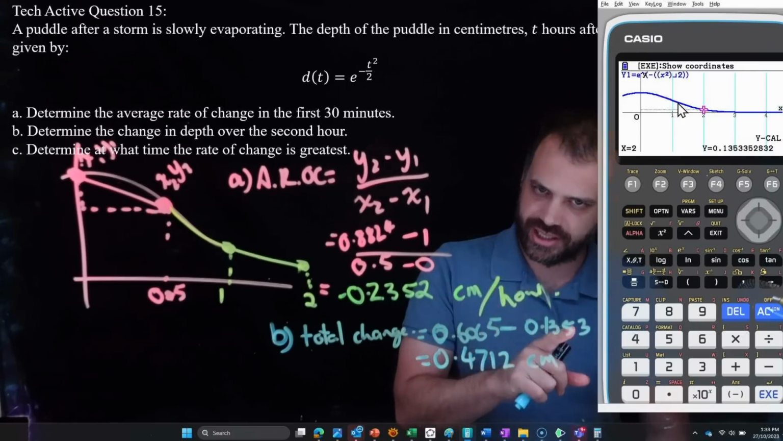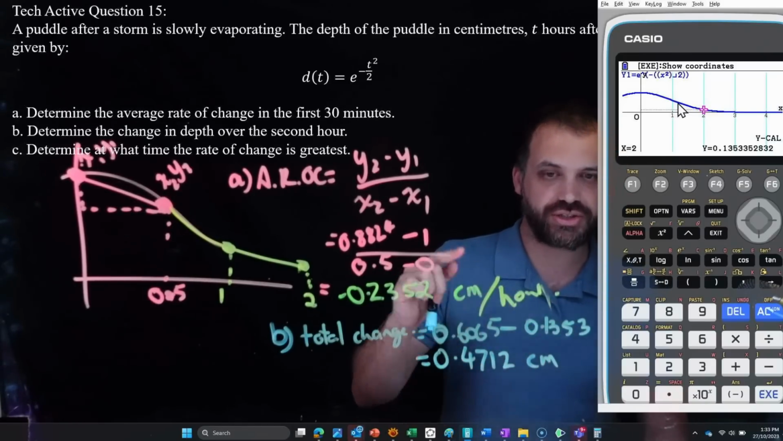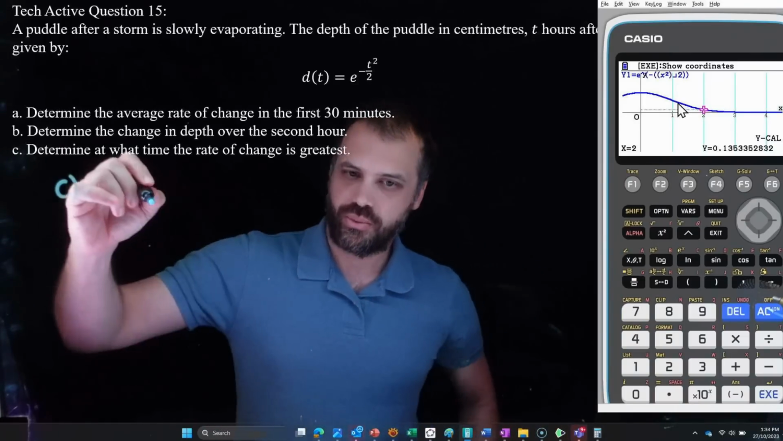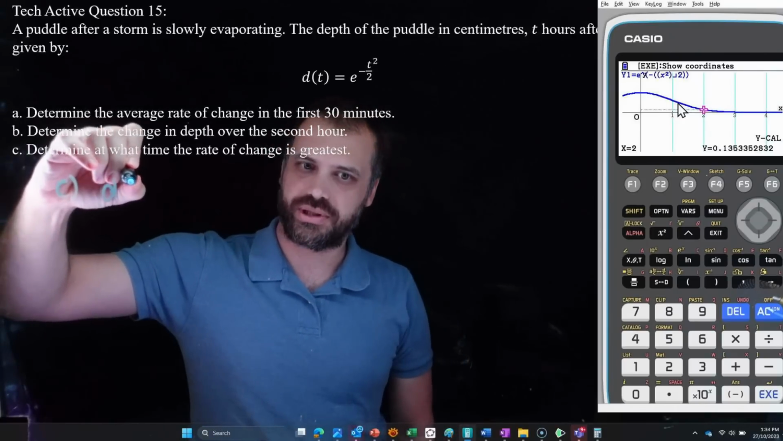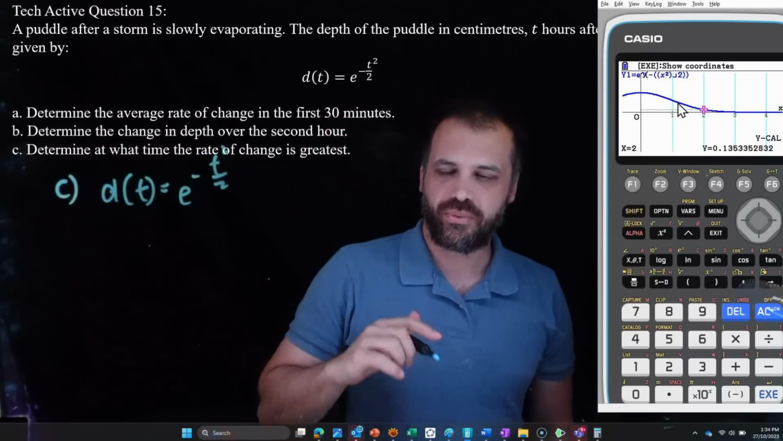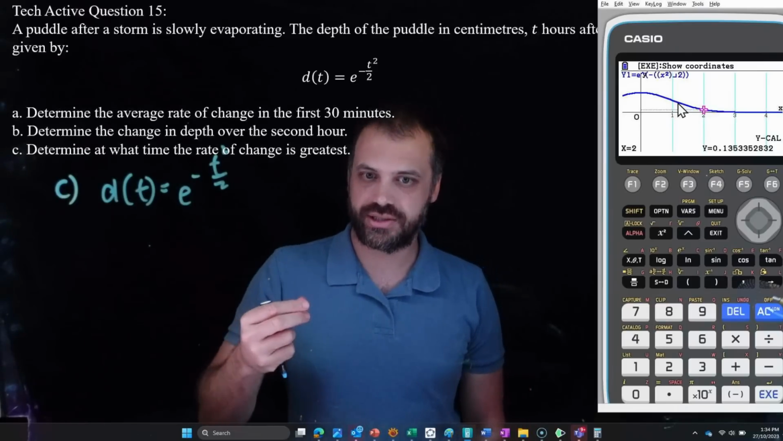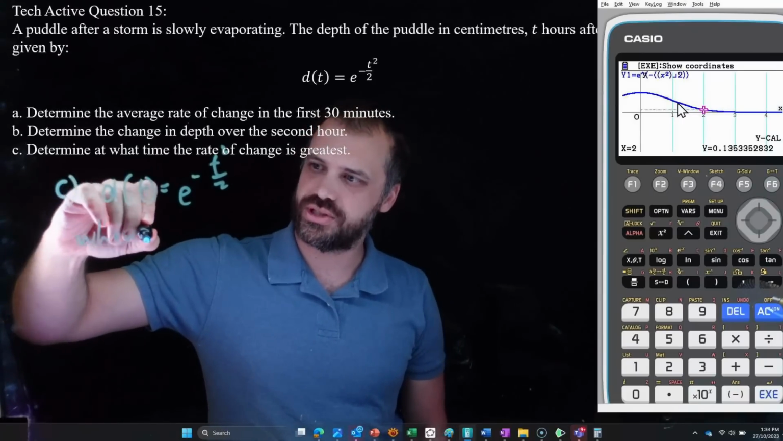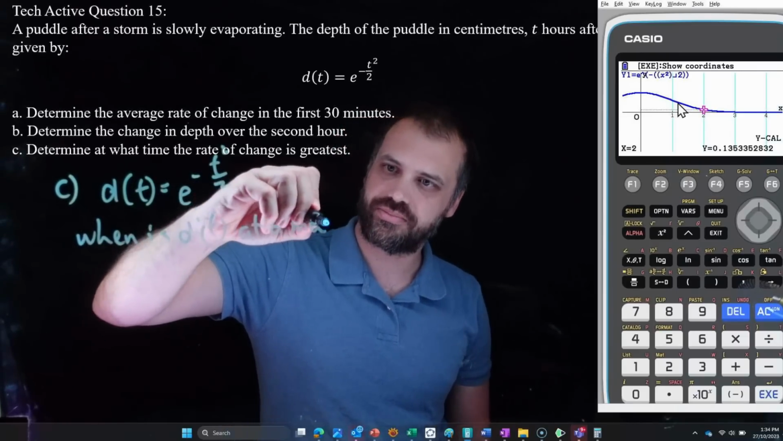Part C. Determine at what time the rate of change is greatest. All right, so let's try to use our calculator here and work through it. Now, I'm just sort of starting again here, part C, we know that this is our depth formula. Depth with respect to t, e to the negative t squared on 2. We're being asked, when is the rate of change of this greatest? So, in other words, I'm going to write in words here, when is d dash t at maximum?